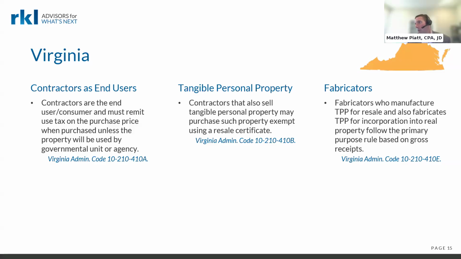Personal property. Contractors that sell TPP can purchase the property exempt using a resale certificate. So that makes sense. They're treated like a normal retailer. You still got to collect the resale certificate. If you're audited and you're selling tangible personal property, the onus or burden is on you to prove out that those sales are exempt. We'll touch on this in more detail a little bit later on.